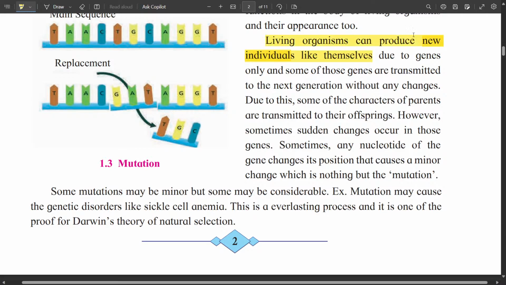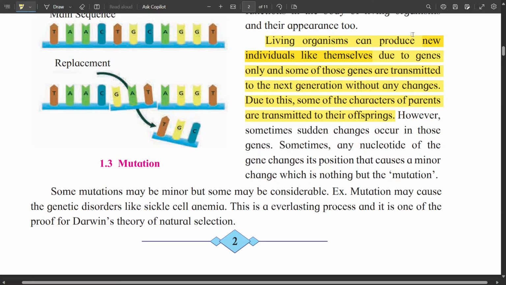So a living organism can produce new individuals like themselves due to genes only, and some of the genes are transmitted to the next generation without any changes, and due to this some of the characters of parents are transmitted to the offspring. So the question can be asked, how are the characters transferred from one generation to the other? The answer lies here. They transfer the chromosomes to the next generation, and these chromosomes contain the information about the proteins which decide the structure and function of that organism, and hence the new generation carries all these characters.